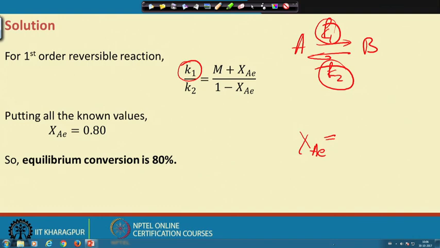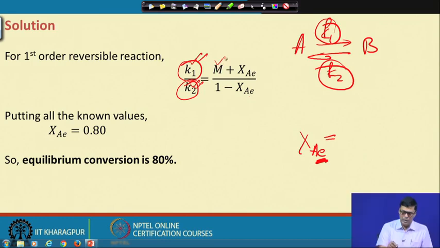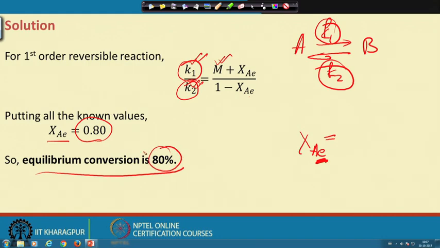XAE is the fraction of A that is converted under equilibrium conditions. E stands for equilibrium conditions. This expression we have seen during the analysis of reversible reactions. Please refer to this. In this problem we know the value of K1, we know the value of K2, and the M value is 0. So, we can easily calculate the value of XAE, and this comes to about 0.8. That means the equilibrium conversion of this process is 80%.